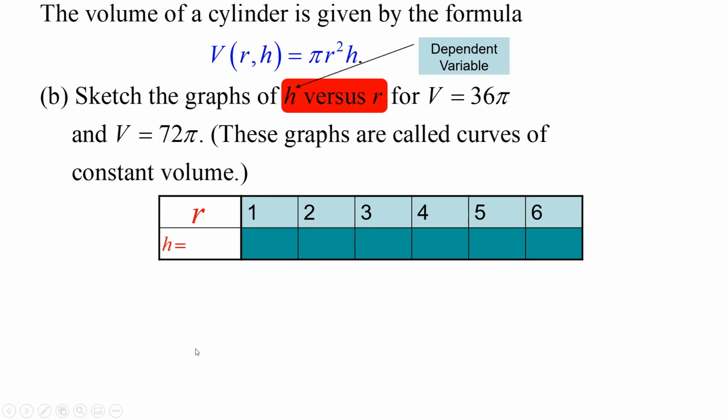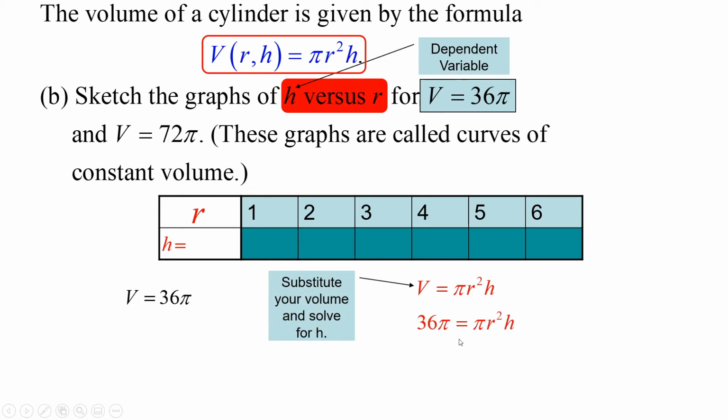Okay, now, they gave me a volume of 36 pi. So I've got to plug that into my equation and solve for the dependent variable h. So volume equals pi r squared h. And we're going to substitute that 36 pi for my V.